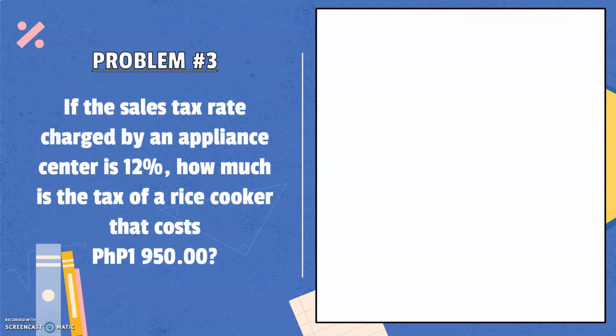Let's try another example. If the sales tax rate charged by an appliance center is 12%, how much is the tax of a rice cooker that costs 1,950 pesos? Again, we are asked to look for the tax. So we will simply multiply the cost of the rice cooker and the tax rate, which is 12%. So for our equation, we have 1,950 times 0.12. Okay, let us multiply.